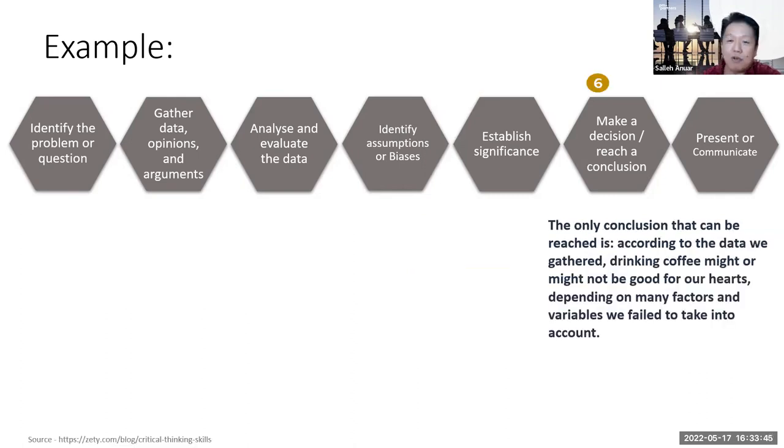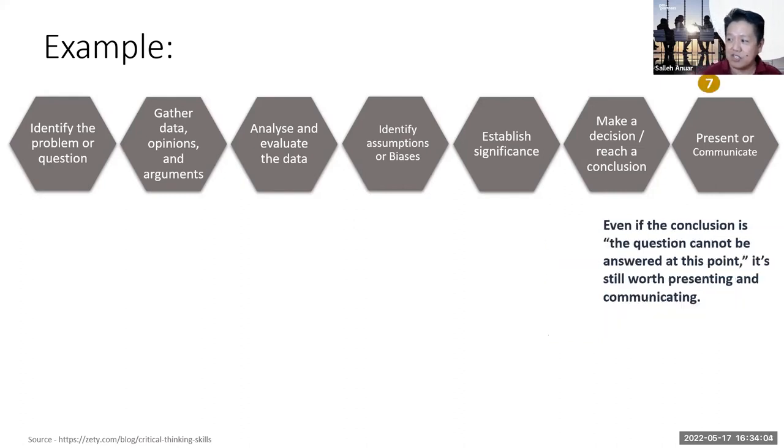Okay, and this is where we make a decision that according to whatever data we've gathered, which is the two sources, drinking coffee might be good and might be bad. And it depends on a lot of factors, which we are not able to take into account based on what we've researched so far. And that will lead us to the last step, which is our conclusion. We can't answer the question that we posed ourselves at this point. Okay, just a very simple question statement, just to bring us through these steps.